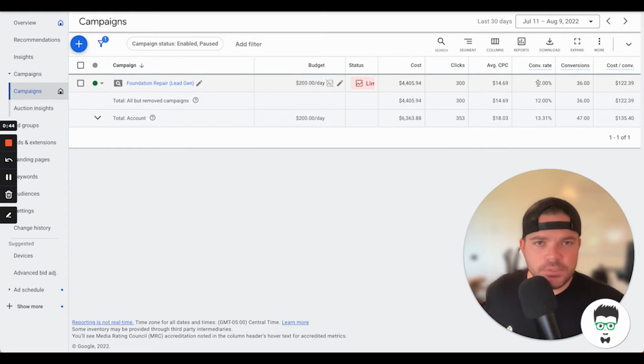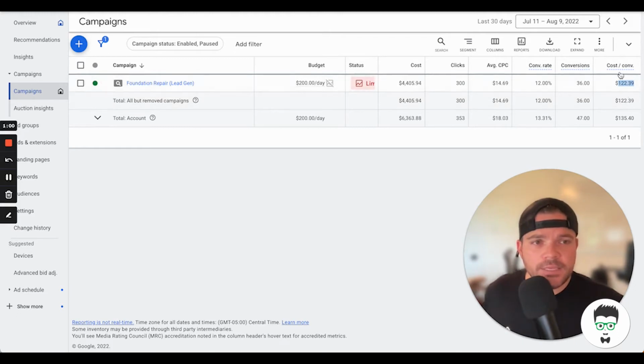However, this is just over a week. I think it's a month and a week old. So over time, this will improve as we make corrections and optimizations to the landing page. And then it has 36 leads or conversions.